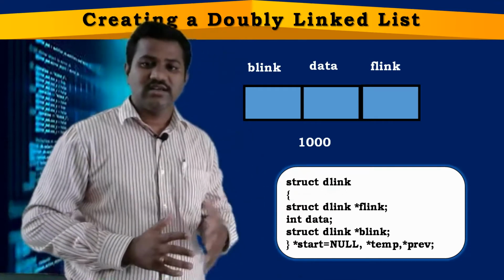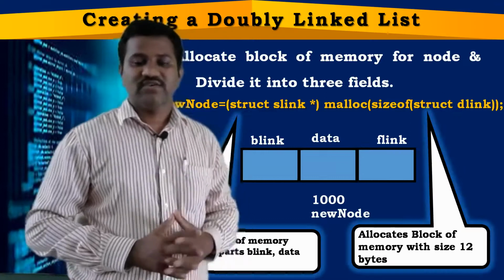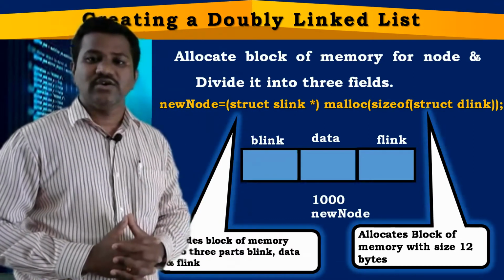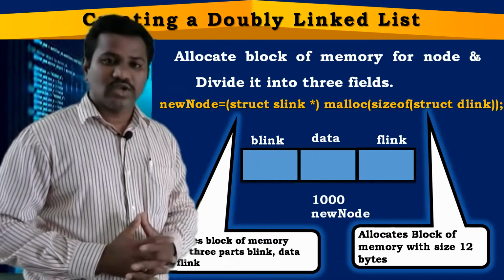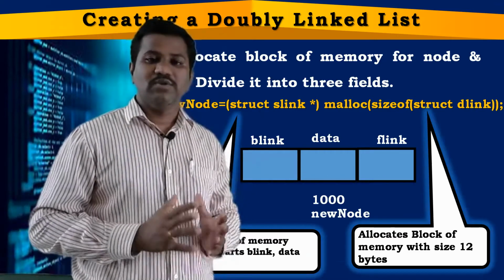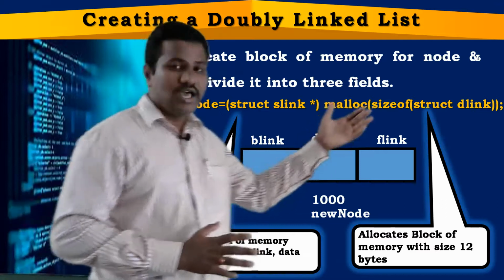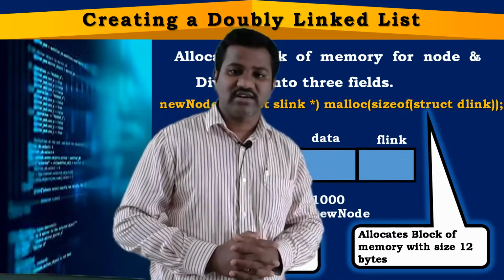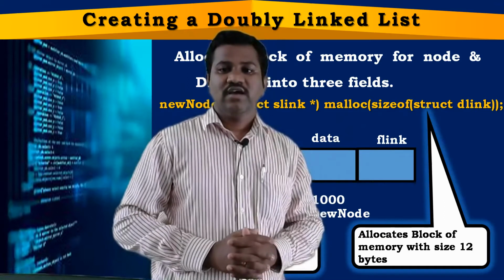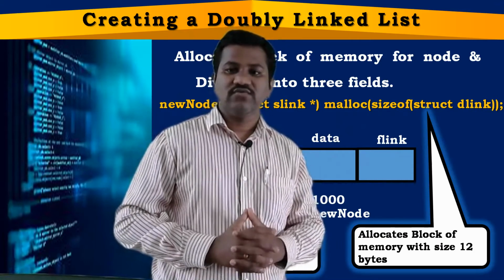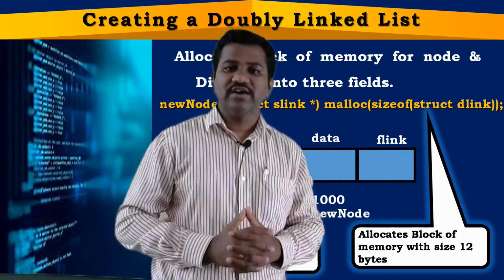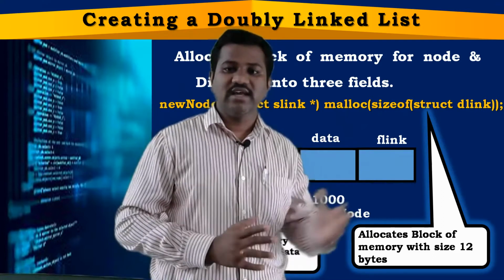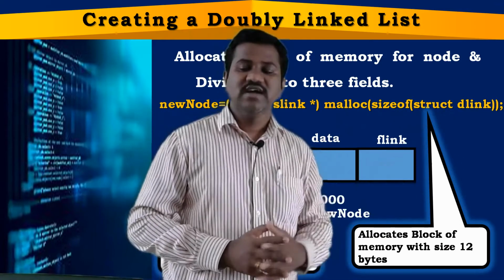Now let us see the instructions. The first one is to allocate a block of memory for the node and divide that into 3 fields. In order to allocate a block of memory, we'll be using the malloc function. You can see here malloc takes an argument of size of struct D-link. And what is the duty of the sizeof operator? It is used to find out the size of a variable. The sizeof operator takes an argument, and here it is taking struct D-link.